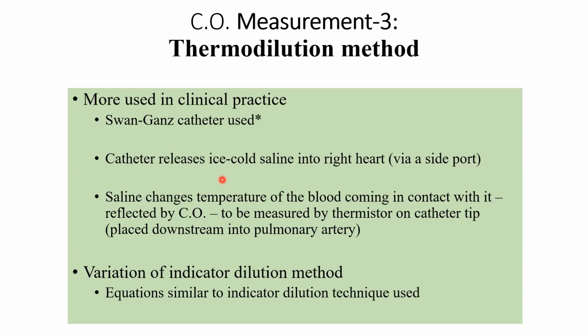You decrease the temperature of blood inside the ventricle, so that now this is cold blood. And when it goes through the valve and through the pulmonary artery, the cold blood is picked up by the temperature measuring sensor at the tip of this catheter. And the amount of that cold blood per minute is calculated, and voila, that is cardiac output. So that's an ingenious way again to measure cardiac output. And it's of course a variation of the indicator dilution method, and similar equations are used in this procedure.